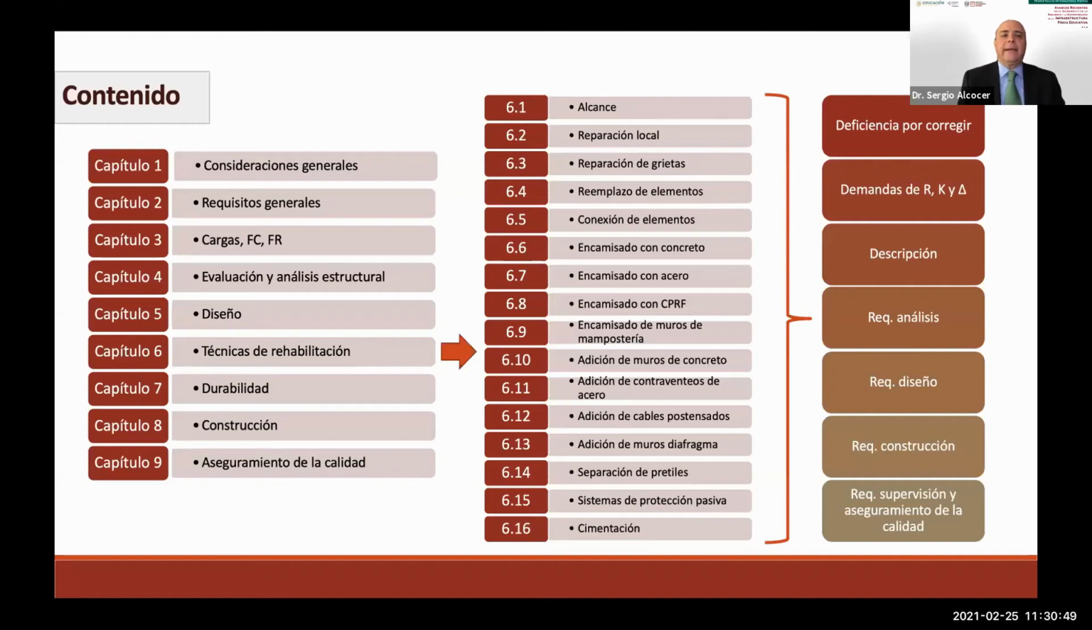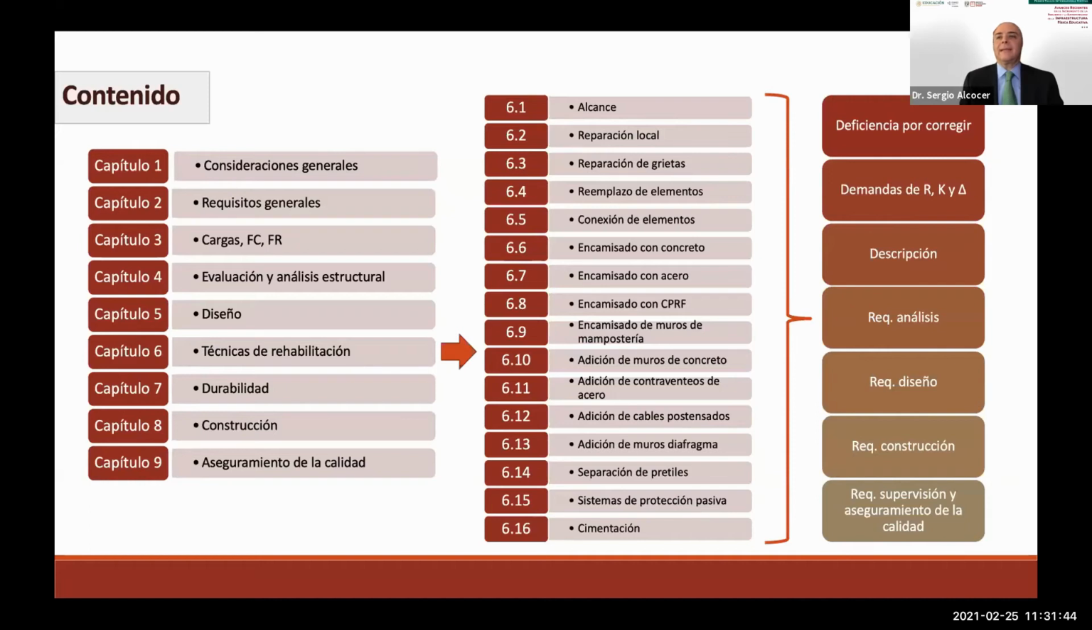cores. The most extensive chapter of the guide is chapter 6, where we talk about each one of the refitting techniques. 16, or rather 15, well, because the first section refers to the scope of the chapter, and for each one of these 15 techniques, we have a consistent description pointing out the possible deficiencies that we can correct with these techniques, how these design demands must be corrected, the internal design momentums and strengths, and the demands and capabilities, rigidity and deformation, a description of the technique, and the different supervisions that we need to take.